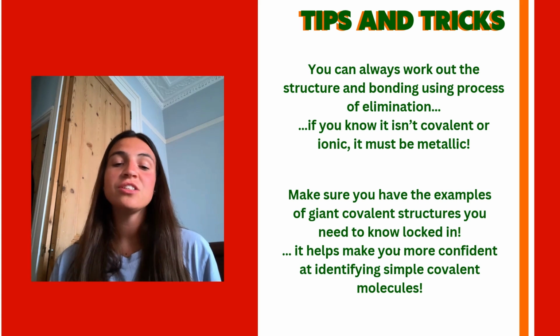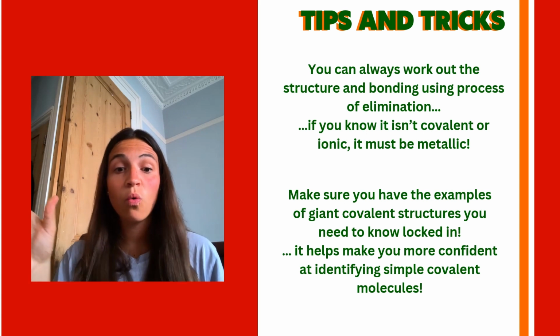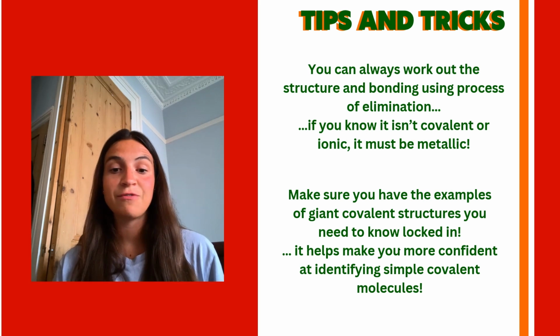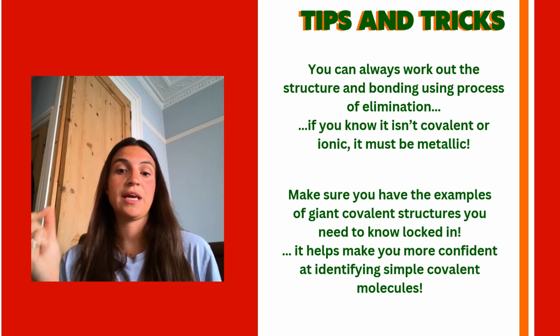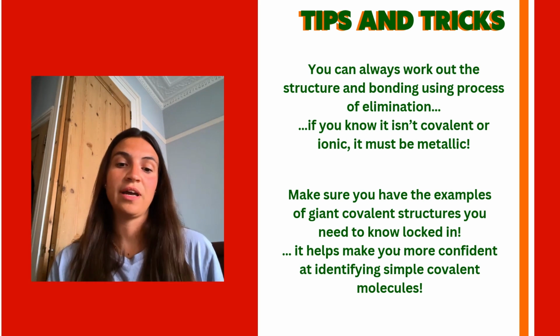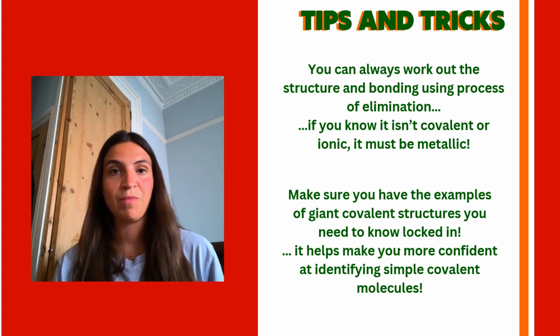So it's not always obvious which one it is, but by eliminating the others, then you may be able to tell. And you need to make sure that you do know the examples of the giant covalent structures that are all in your notes, because then that means you can be more confident at identifying simple covalent molecules, okay? Because it's sometimes hard to know whether it's going to be giant or whether it's going to be simple, and knowing all of those examples might help you there.